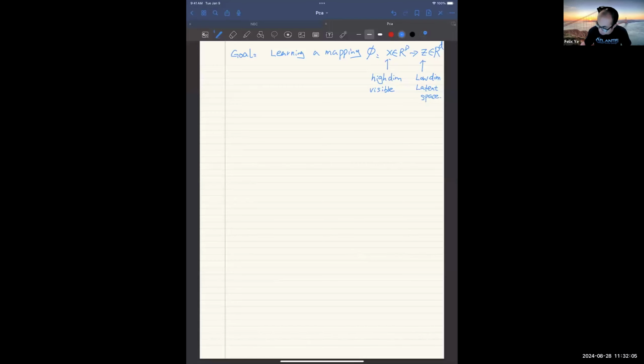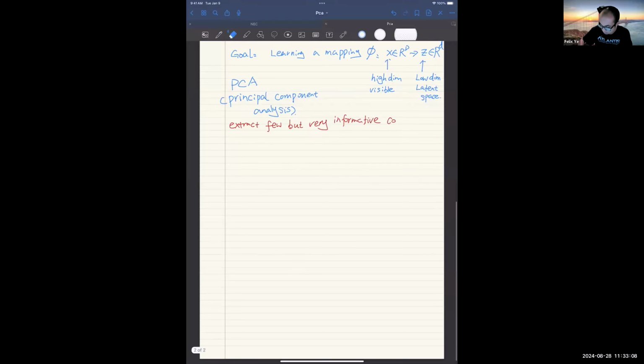For this course, we are going to focus on one specific method called PCA, Principal Component Analysis. The whole idea of PCA is that we extract a few but very informative combinations of features in the original data as our new data features. So the key is to extract a few but very important, informative combinations, and specifically linear combinations, of the features.